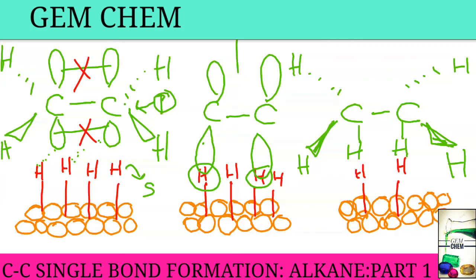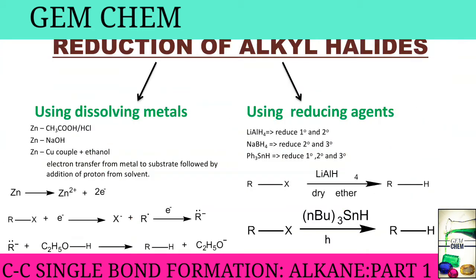Now we will come to our next method of preparation, by reduction of alkyl halides. This reduction of alkyl halides can take place in two ways. One, using dissolved metals, that is, the metals are dissolved in different solvents. Basically we use zinc as metal: zinc plus acetic acid or HCl, or zinc in NaOH, or zinc-copper couple in ethanol. There is electron transfer from metal to substrate followed by addition of proton from solvent.